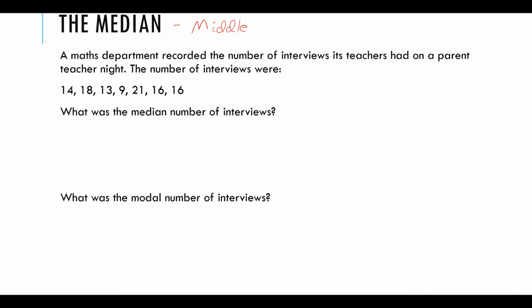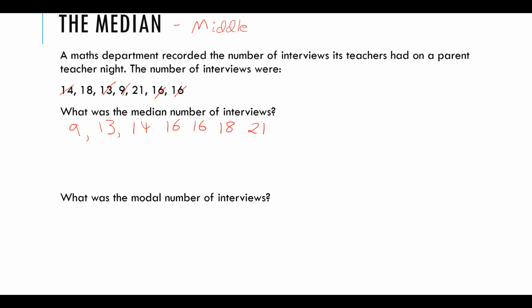Look for the lowest number to start with, that is 9. Cross it out. What's the next one? 13. Cross it out. We've got 14, 16, another 16, an 18, and a 21.